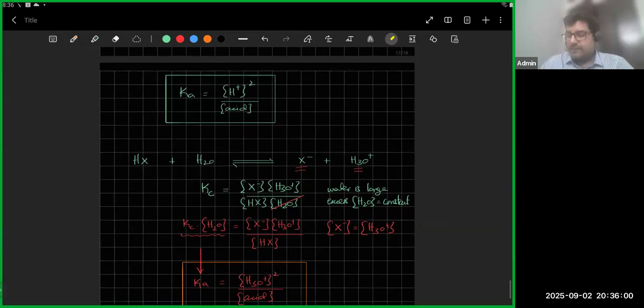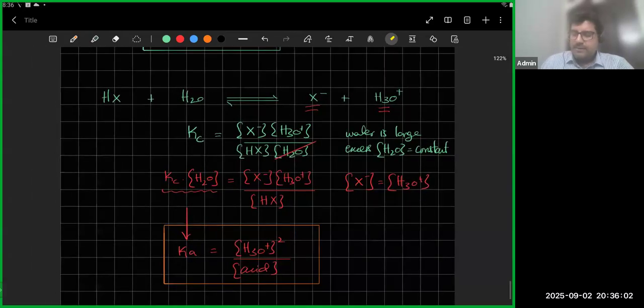Sometimes, not very often. So don't get confused. It's still the same expression. You don't write water in the expression. Instead of H plus 1, what you're going to write is H3O plus 1, X minus 1, and you're going to remove the water from the expression. Basically put all the constants together. And that's your K expression, which is exactly the same.